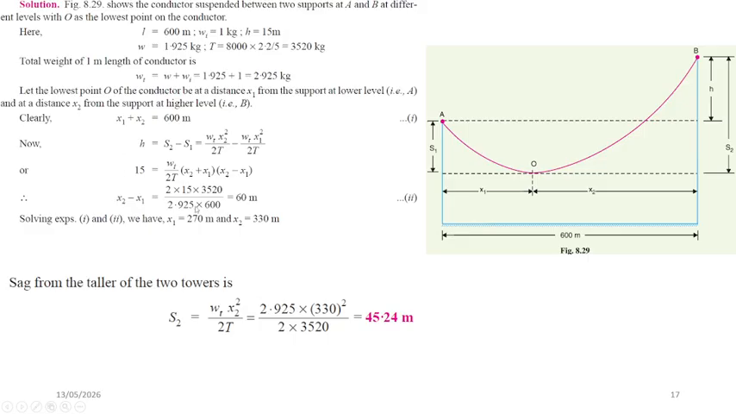We have two equations and two variables, so x1 and x2 can be calculated, and then we can put them in one of these two equations. We can find S2 and S1. So the sag from the taller of the two towers, S2, is equal to 45.24 meters. So this example demonstrates how conductor loading, support height difference, and allowable tension influence sag calculations in overhead transmission line design.